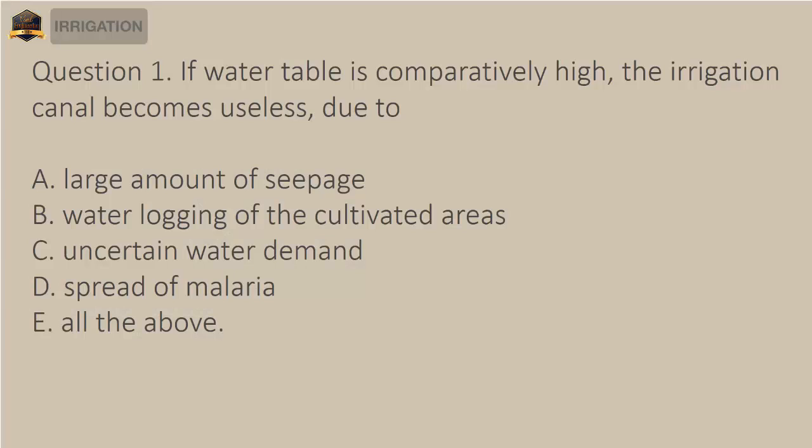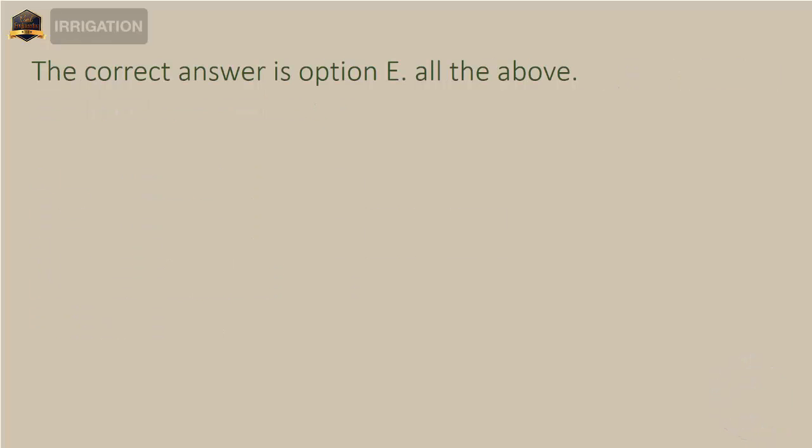Question 1. If water table is comparatively high, the irrigation canal becomes useless, due to A. Large amount of seepage. B. Waterlogging of the cultivated areas. C. Uncertain water demand. D. Spread of malaria. E. All the above. The correct answer is option E, all the above.